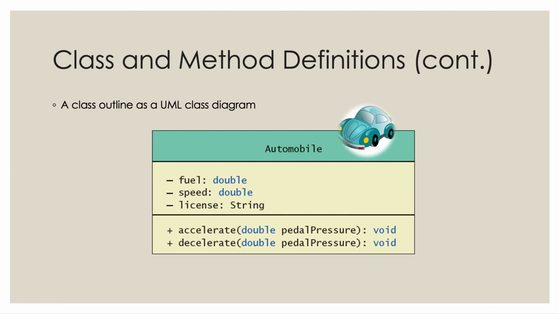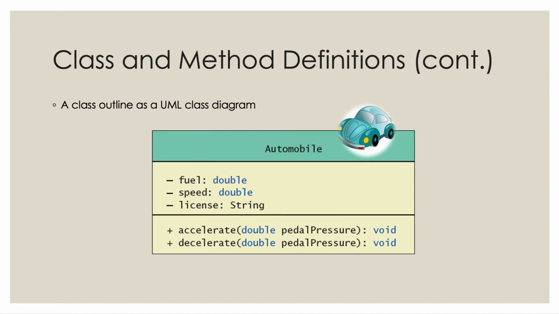And in the second part, you see there are some variables that we need in our class, like fuel, that has a data type double, speed has a data type of double, and license that has a data type of String. So we can have different kinds of data types, and this minus in front of each variable name means that they are private to this class.